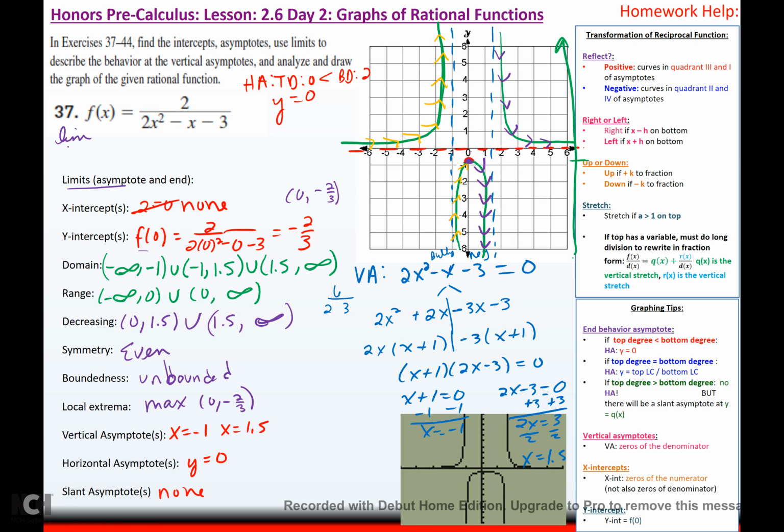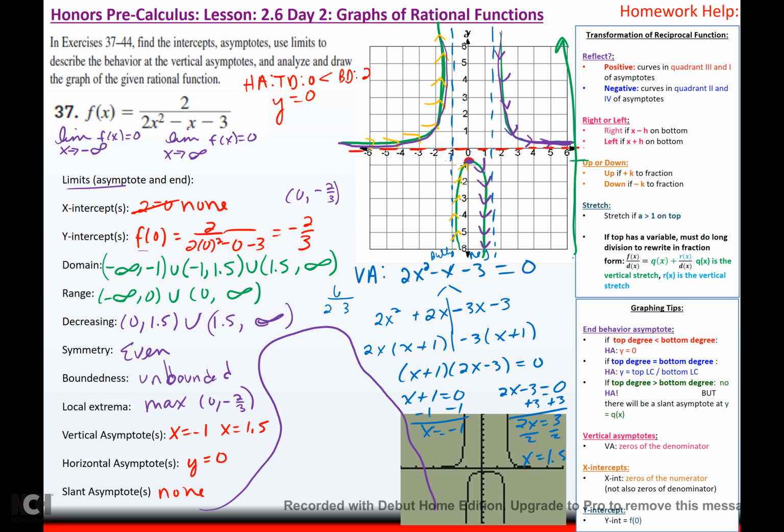The limit as x approaches negative infinity. As I trace the function this way, it's getting closer and closer to 0. So the function is going to 0. The limit as x approaches positive infinity, if I trace it over here, again the function is getting closer and closer to 0. Then I've got to do these asymptotes, okay? And I'm out of room.